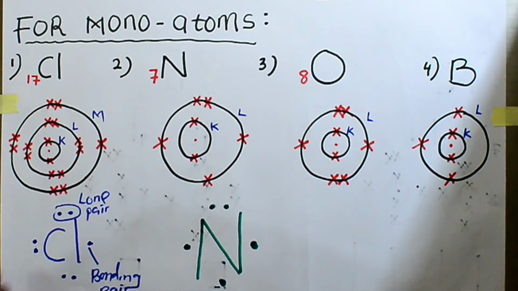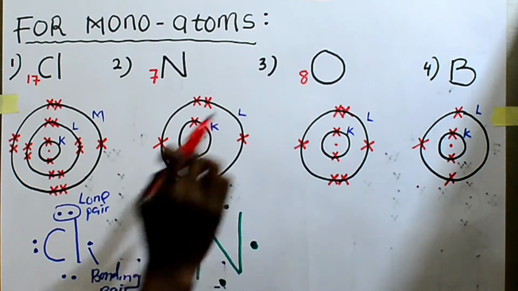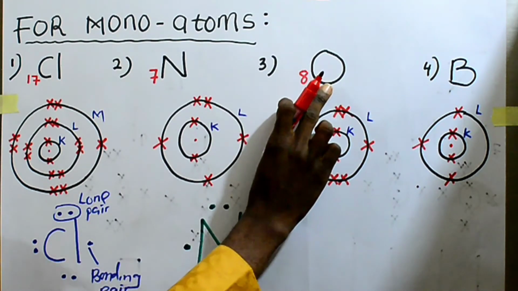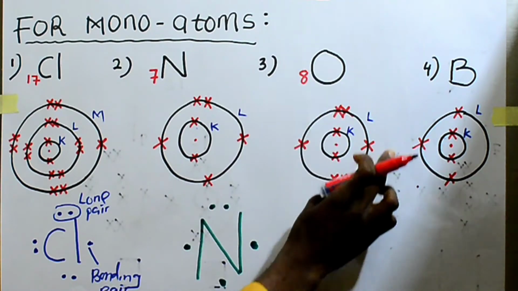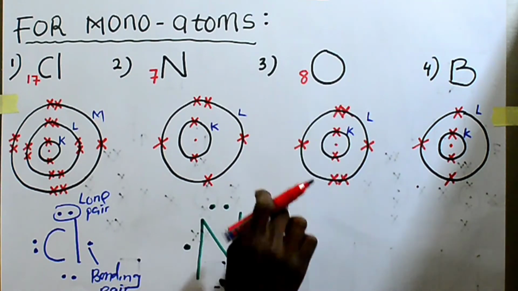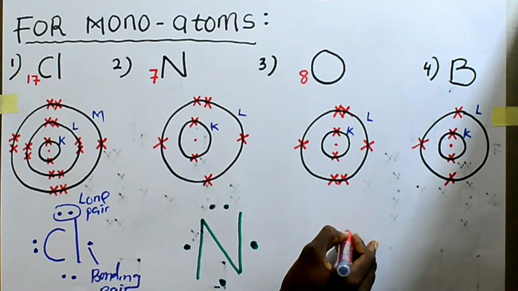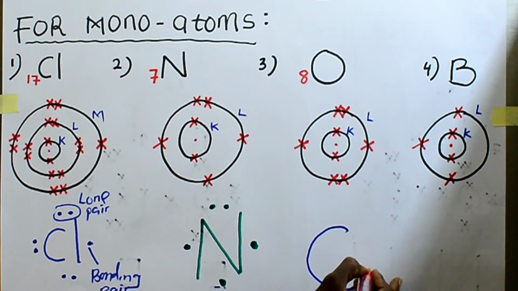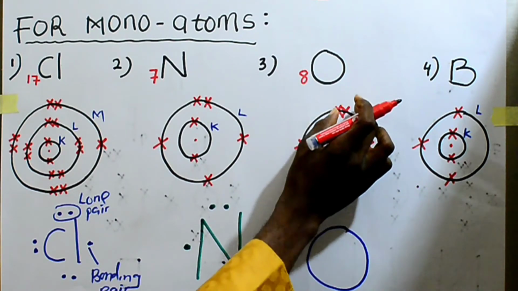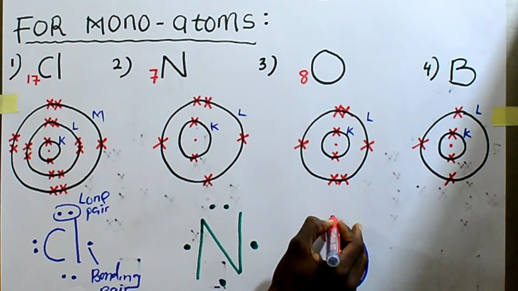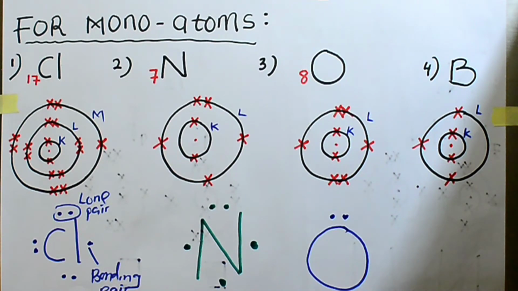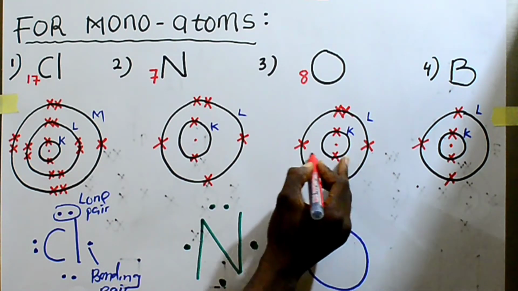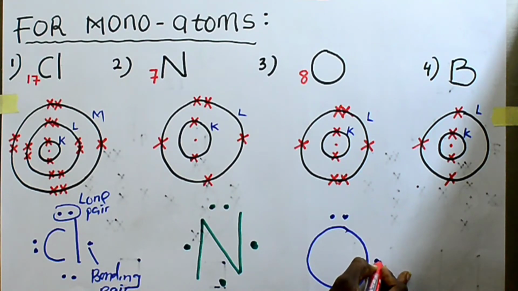Now moving to number 3, oxygen. Oxygen has 8 electrons distributed in this energy level. So now let's bring oxygen down in order to write the Lewis dot structure of the atom oxygen. Always consider this: 2 down, 1 at the left and the right side. So this is the Lewis dot structure for oxygen.